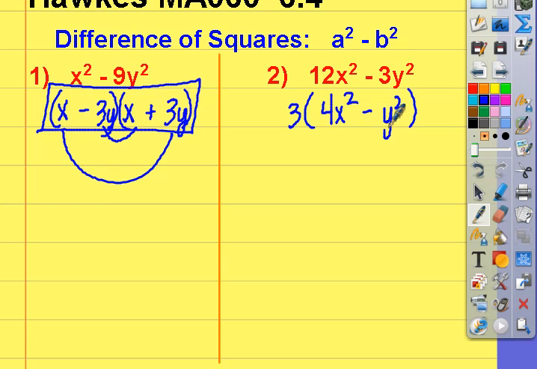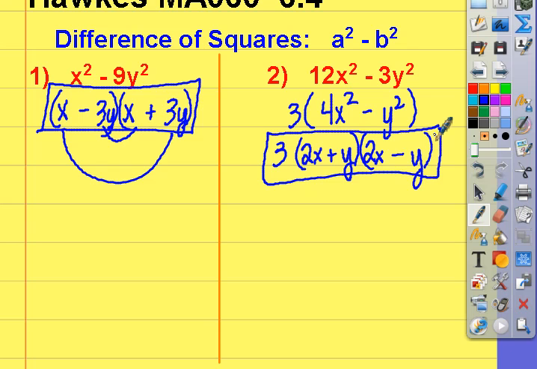So I'll put the 3 there and set up my two binomials. Remember, you just square root. So that's going to be a 2x and a 2x. Square root, it's going to be a y and a y. Make one of them a plus and one of them a minus. And you got it. That's a difference of two squares.